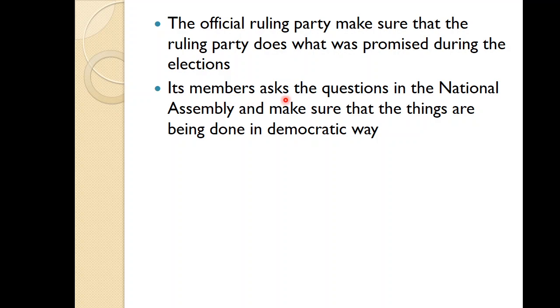And its members ask questions in the National Assembly and make sure that things are being done in a democratic way. So it is the function of the official opposition. It's not the official ruling party, but the official opposition party, which is PDM. And it's not only members from the official opposition party that ask questions in the Parliament, but also the opposition political parties that get seats in the National Assembly. They are able to ask questions.